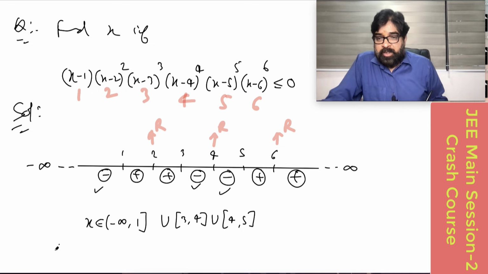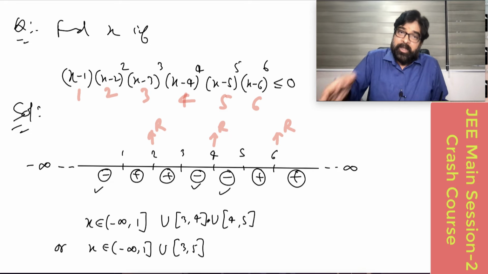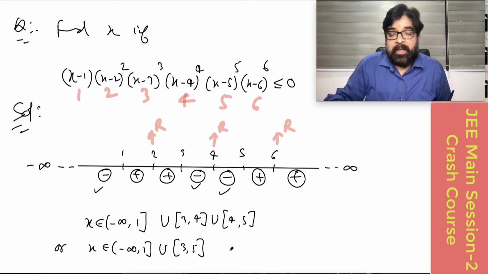Or if you want this answer, you can write it this way also: x element of minus infinity to 1 union 3 to 5, because 3 to 4, then 4 to 5, and 4 is included. So directly write 3 to 5.